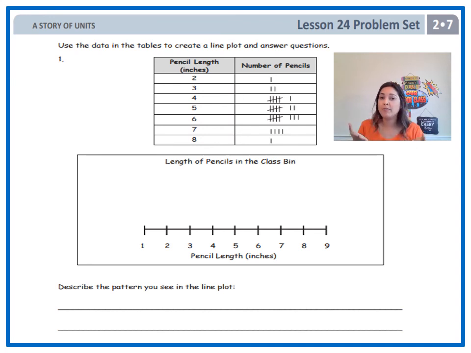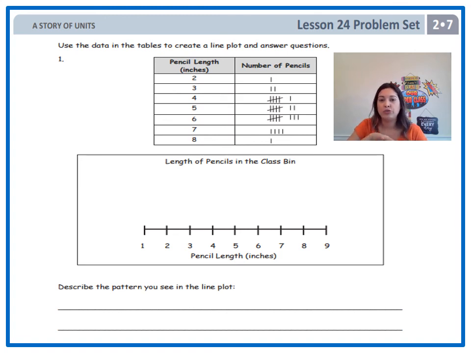So we're already on our problem set, and you're going to do the same thing that we were doing earlier. You're going to use your data in the tables to create a line plot and answer questions. For some reason, my number line is wrong. We know we don't start with 1, we always start with 0. And that's supposed to be a 0 right there, sorry. So yeah, it's time for our problem set.